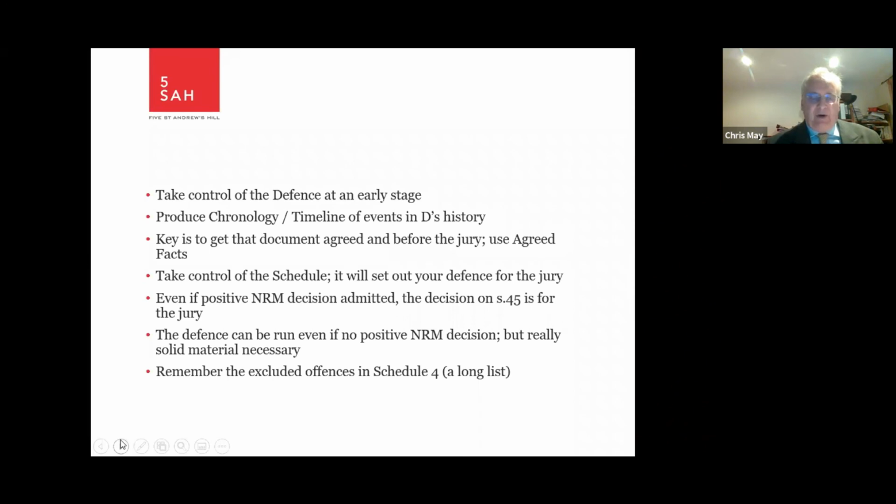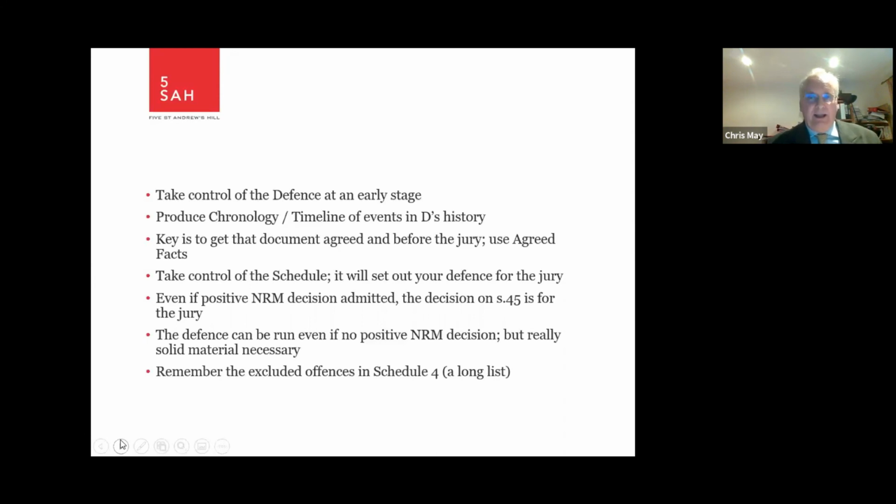Even if a positive NRM decision is admitted, the decision on Section 45 is for the jury. The NRM decision does not bind a jury. And as I say, the defense can be run even if there is no positive NRM decision. You can put before the jury all and any material that you have and that you need to.